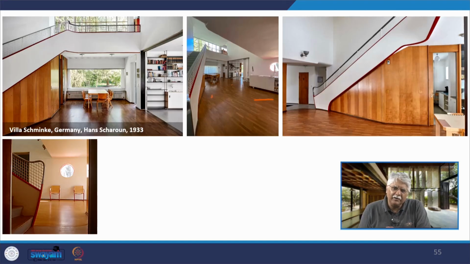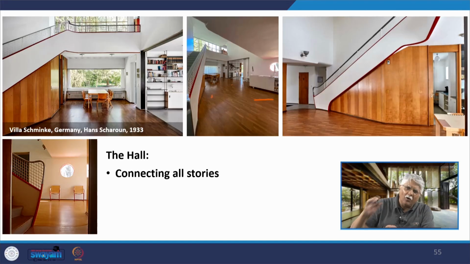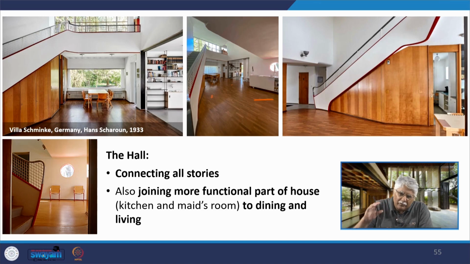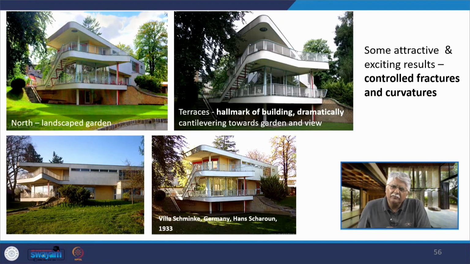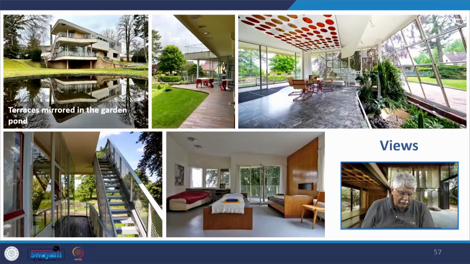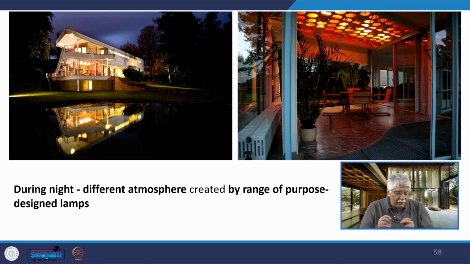So here we find the hall connecting all the stories, joining the more functional part of the house to dining and living. So there are some attractive results coming out with these controlled fractures and curvatures, which was a unique example in the international style series, this house by Hans Scharoun. The terraces are the hallmark of the building with these dramatic cantilevers, and the terraces are mirrored in the pond, and during the night a different atmosphere is created by a range of these purpose designed lamps in the ceiling.